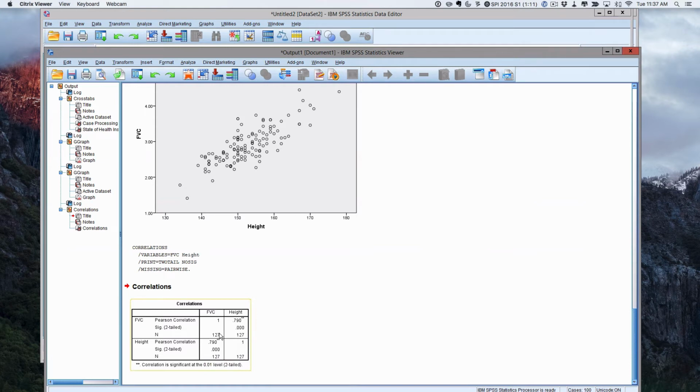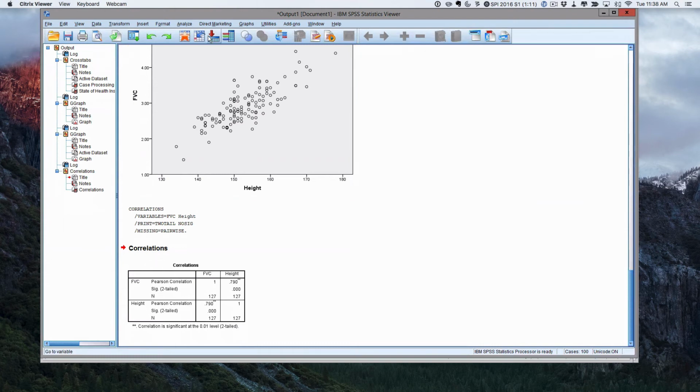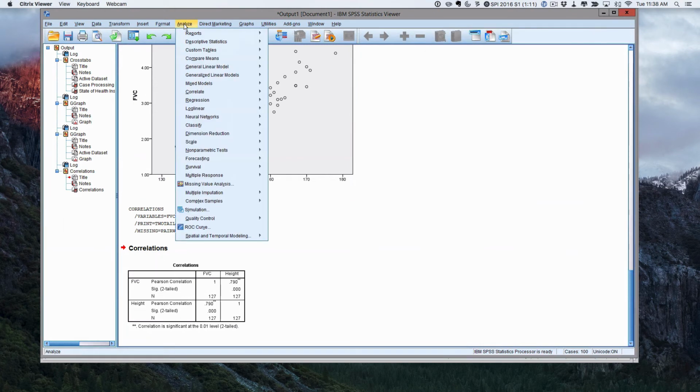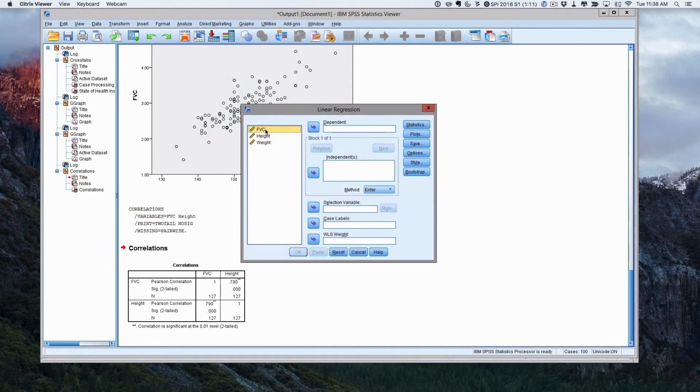So what if we actually want to make that prediction model? That is, we want a model that if I gave you height, you'd be able to predict the forced vital capacity. To do that, we're going to do linear regression. So again, we come up to Analyze. This time we're going to go Regression, and we go for Linear. So we want to predict FVC using height. So FVC is going to be our response variable, or what SPSS calls dependent. So FVC is going to go in Dependent. Our independent, or predictor variable, in this case is going to be height. And that's what you have to do at this stage. Click OK.